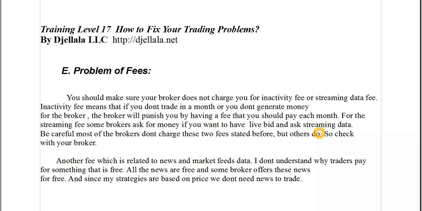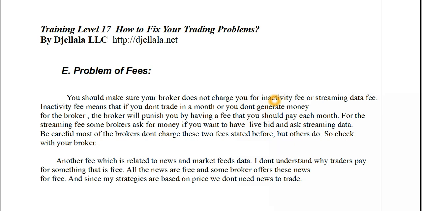Hello guys, in problem E, which is the problem of fees, I understand that some of you sometimes don't know that your broker has some fees. They are not hidden, because they are published on the website, in the fees section. You go to the website, you find these fees, but you forgot about them. Now, you should make sure your broker does not charge you an inactivity fee.